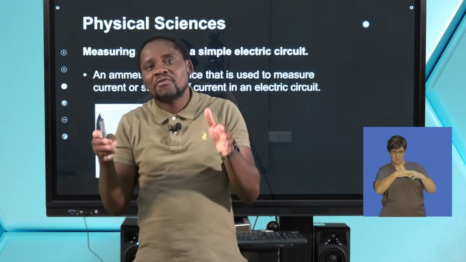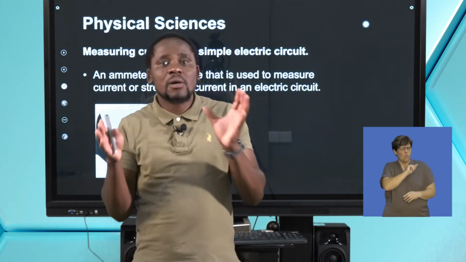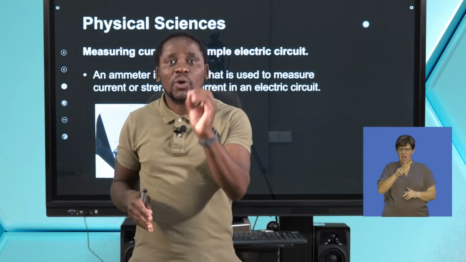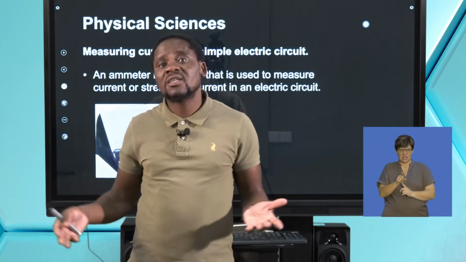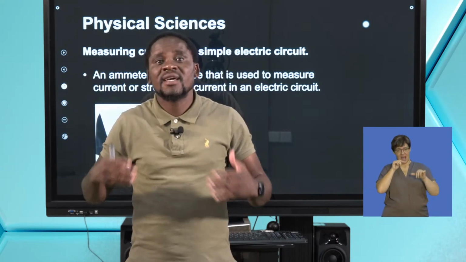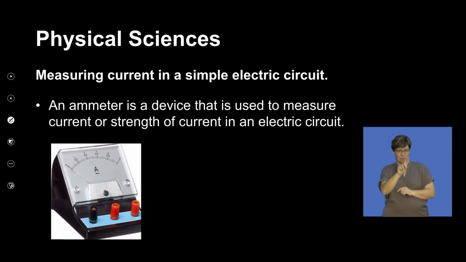But also, forget not the big questions that we asked. Why do we connect the ammeter in series or at a point? What's the justification? There is some scientific thinking around it, as long as we understand the concept of current. Right, now, measuring current in a simple electric circuit.